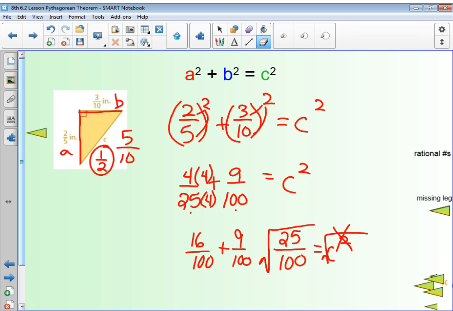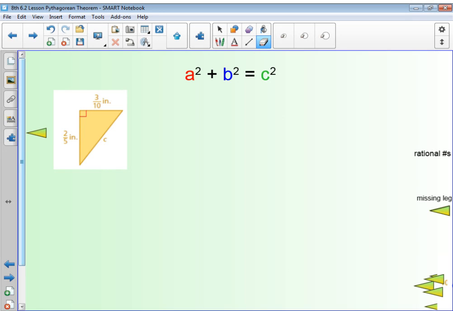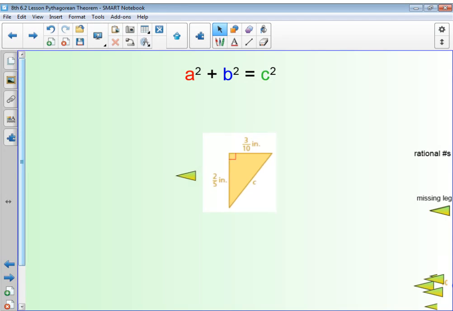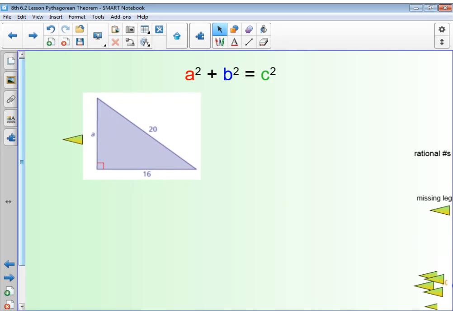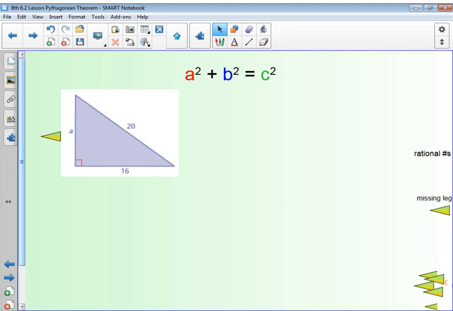Okay. So we're going to go ahead. Like I said, don't freak out if that's the part that you're not understanding is working with those fractions. We'll practice them together. I'm not going to assess you on those rational fraction numbers. I want you just getting comfortable with substituting in for A and B and C. So now we're going to go ahead and practice where they're giving us one of the legs is missing.